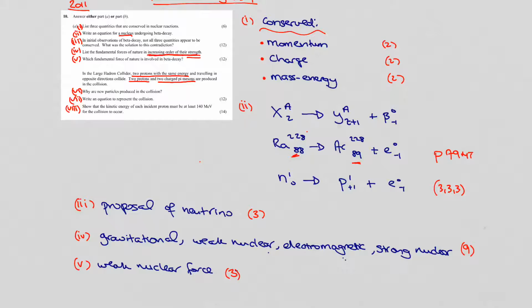So the first thing they want us to state is, why are new particles produced in the collision? Well, we know that the energy that the protons have in their collision is going to be converted into mass. Why? It's our E equals mc squared. So energy is converted into mass. So we have our mass energy conserved. And of course you could state that's our E equals mc squared. Okay, so again we have 3 marks for that.